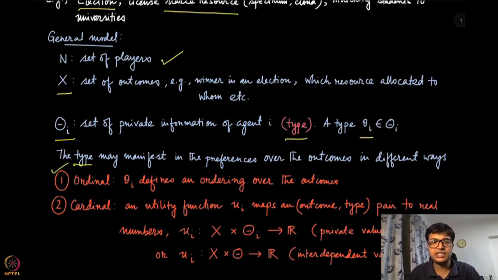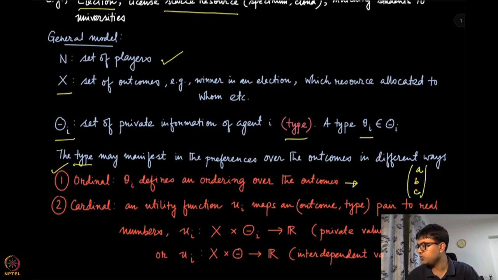The first kind of manifestation is ordinal manifestation, which means that we can only talk about the ordering over these outcomes. The simplest example is in the context of election or voting. Every individual agent, every voter, has a complete or partial ordering over the candidates contesting in this election. Say someone prefers A over B over C, that could be one way. This particular ordering might be one theta i. So that is an ordinal ordering. Notice that we are not saying anything about how much you prefer. We only know that A is more preferred than B and B is more preferred than C, but nothing is said about how much they are preferred.